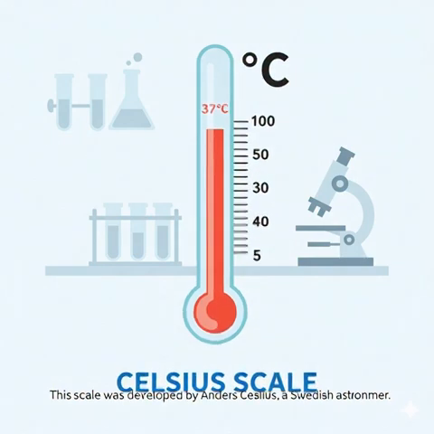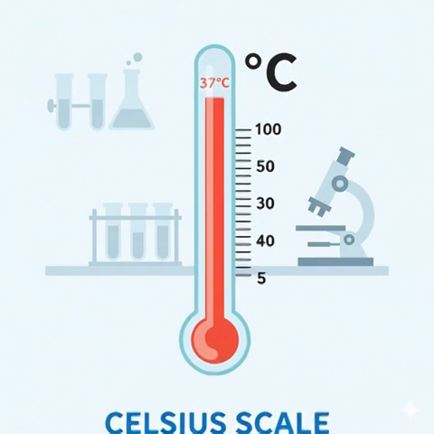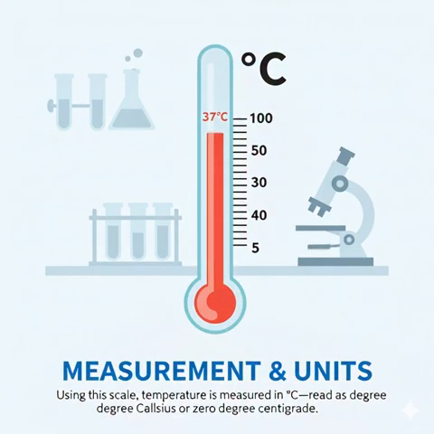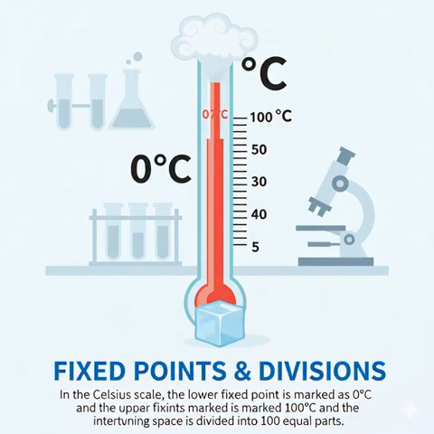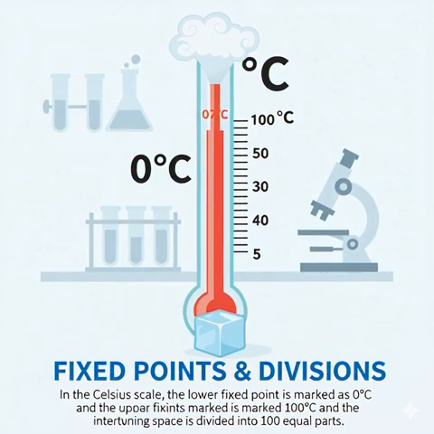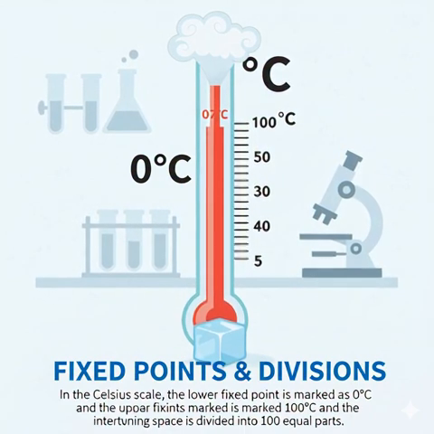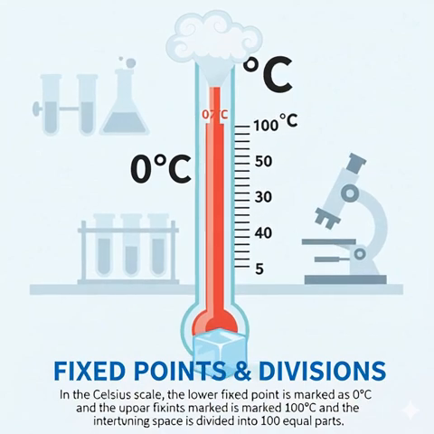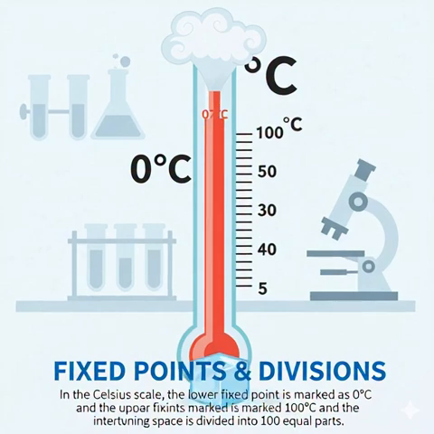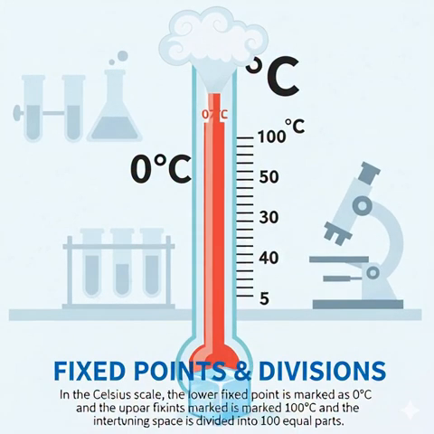Celsius scale. This scale was developed by Anders Celsius, a Swedish astronomer. Using this scale, temperature is measured in °C, read as degrees Celsius or degrees centigrade. In the Celsius scale, the lower fixed point is marked as 0 degrees Celsius and the upper fixed point is marked as 100 degrees Celsius, and the intervening space is divided into 100 equal parts.